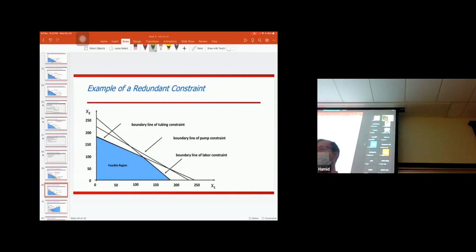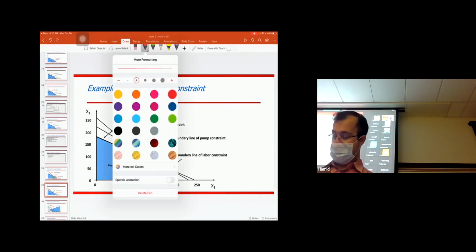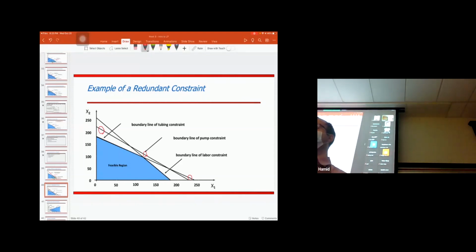Look at this. Again, I'm talking about new problems. Let's say the association between labor, pump and tubing is different. I'm not talking about the same problem, exactly, totally brand new problem. Look at this line. It seems redundant because for making your feasible region, you just need this one and this line. So two lines, or two constraints, is enough. So in these cases, we have a redundant constraint.